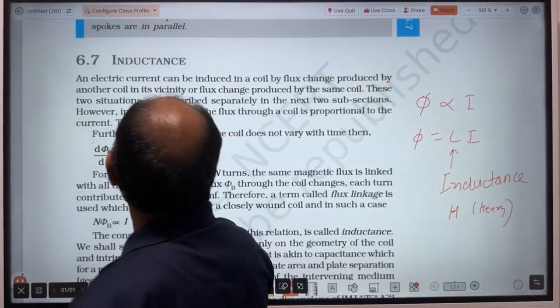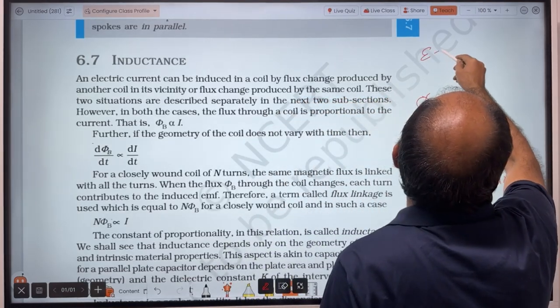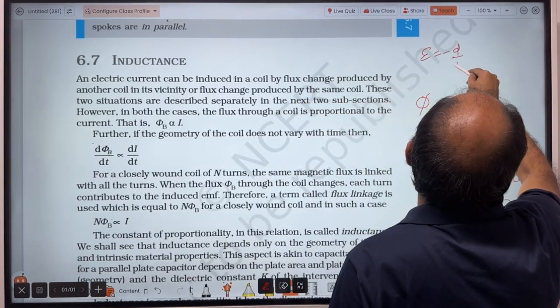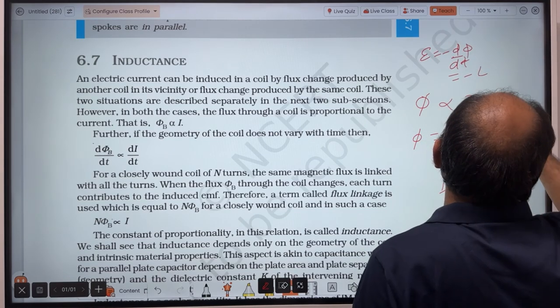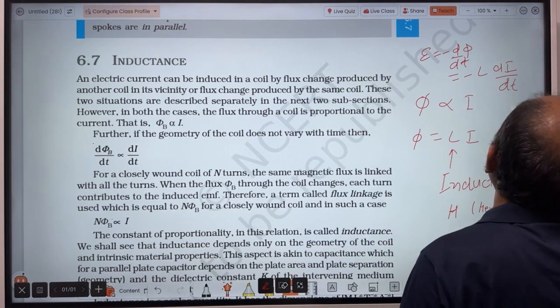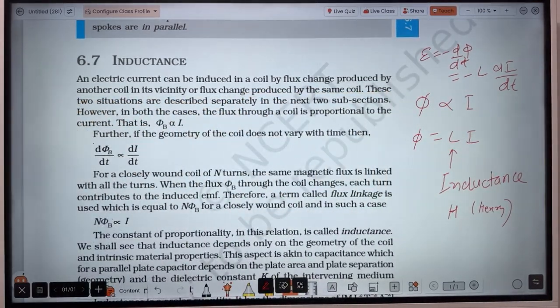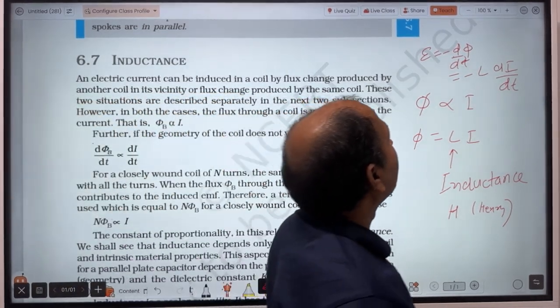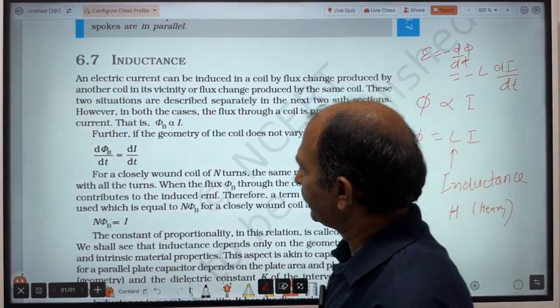So if we want to find out EMF from here, we write E equal to minus dφ/dt, so minus L di/dt, correct? You will find certain questions where the change in current will be given, L will be given, and you have to find the induced EMF. So you can easily do that.